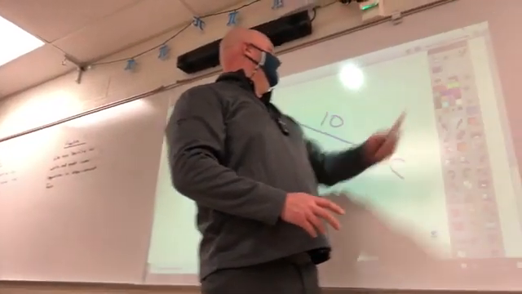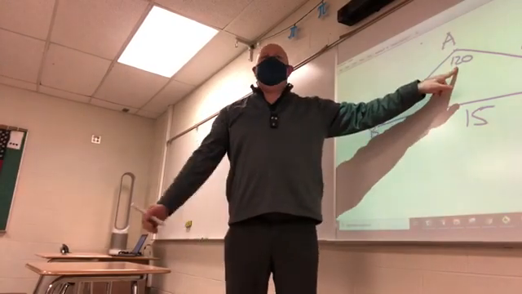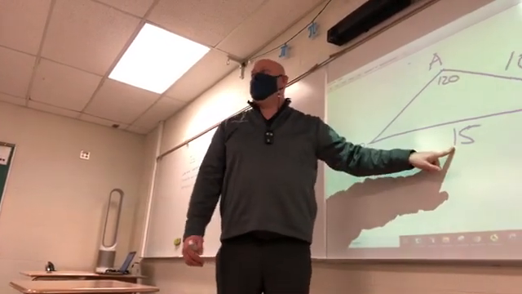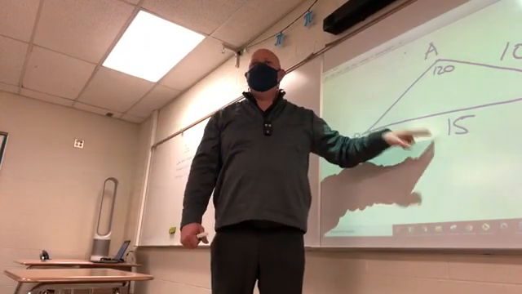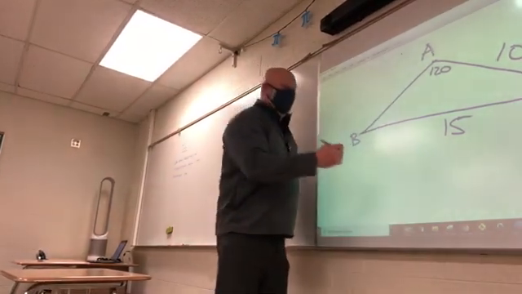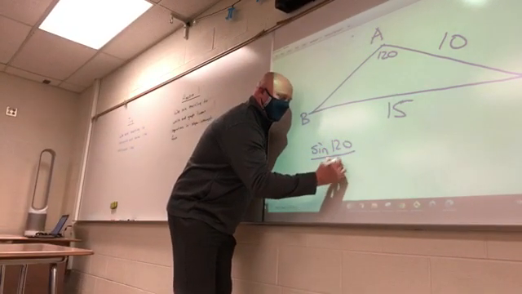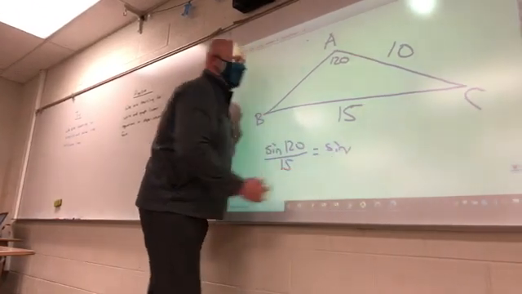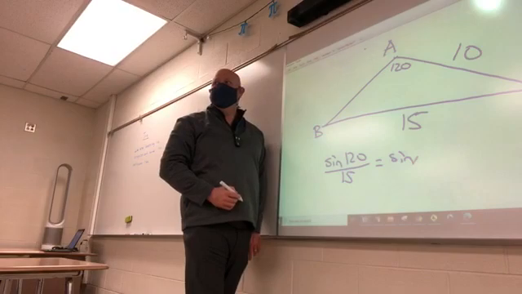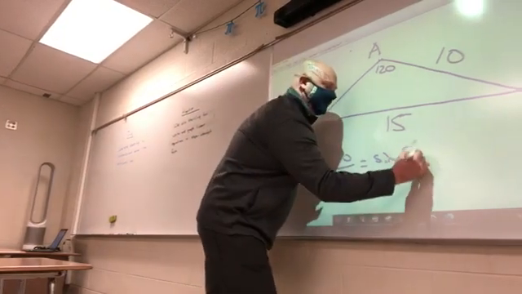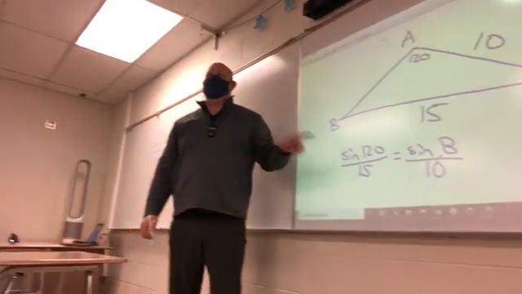If you are given this scenario, angle side side, ooh, they gave me an obtuse angle. Is the biggest side opposite the biggest angle? Yes. There's a solution to this problem. I can start solving it, and I can start using the law of sines. Sine of 120 is to 15 as the sine of, where's my next part I'm going to have to find? B is to 10.